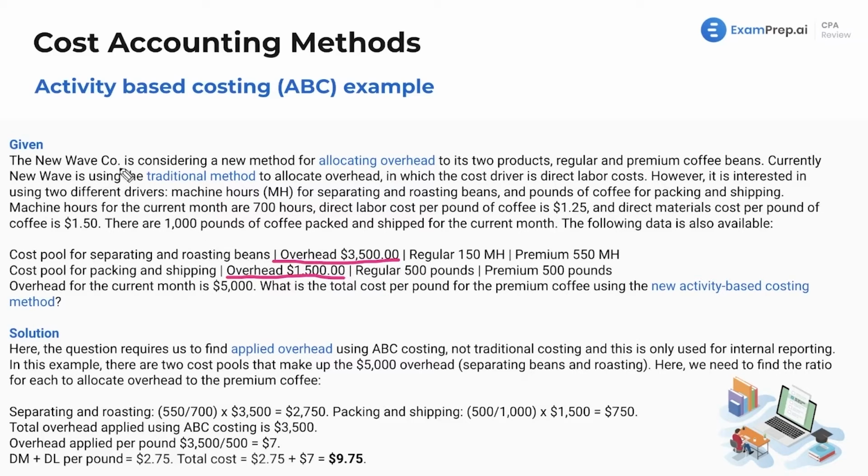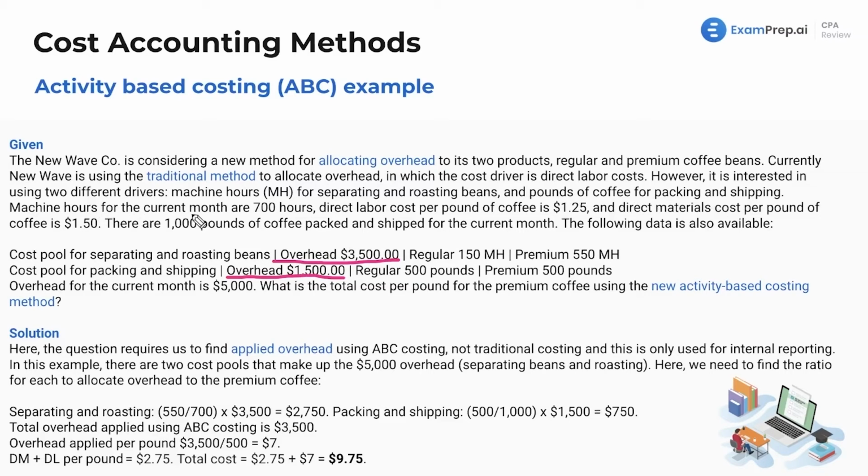The New Wave company is considering a new method for allocating overhead to its two products, regular and premium coffee beans. Currently, New Wave is using the traditional method to allocate overhead, meaning what we talked about before, right? They're just allocating it without thinking too much about it, in which the cost driver is direct labor costs. However, it's interested in using two different drivers. So we are going to allocate based on machine hours for separating and roasting the beans, and the pounds of coffee for packing and shipping.